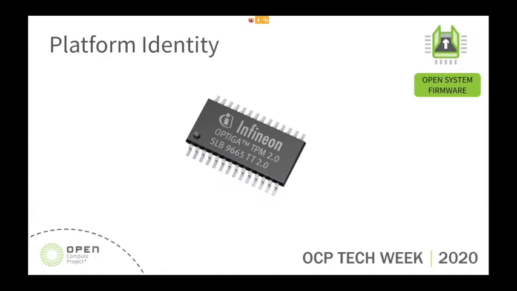For the platform identity, we use a well-known chip, which is nowadays most of the time already soldered on the boards. It's a TPM chip. The TPM contains a certificate and a private key, which cannot leave the TPM, and thus can be used as the platform identifier.